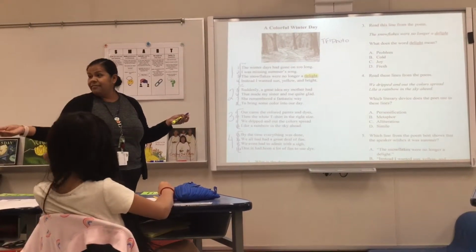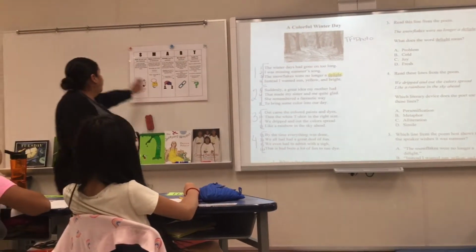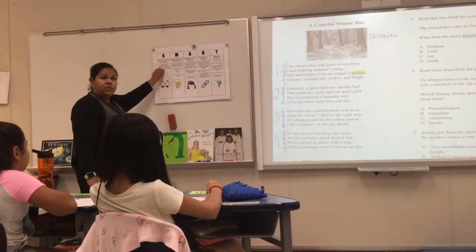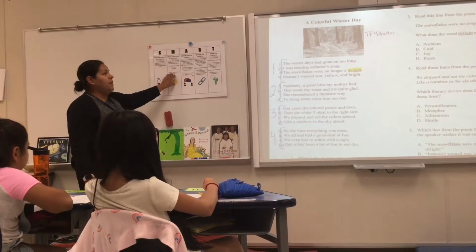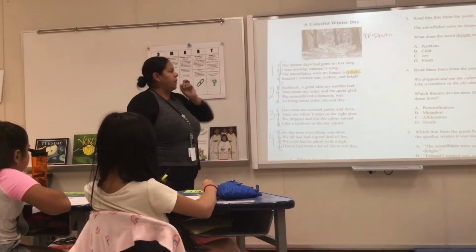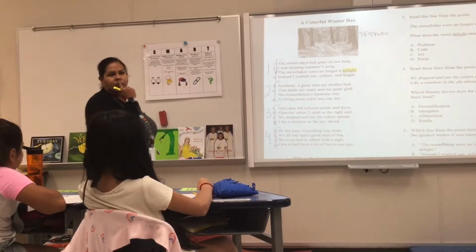Frozen Lake. That's what we need to do before we start reading. We need to scan the text for text features, which is our S, and M, make predictions and infer what this story could be about. Since we're familiar with winter, what can we think this poem is probably going to be about?